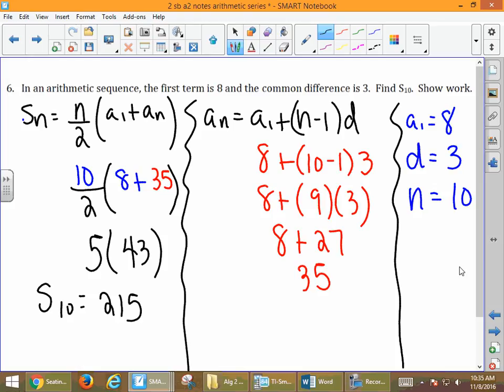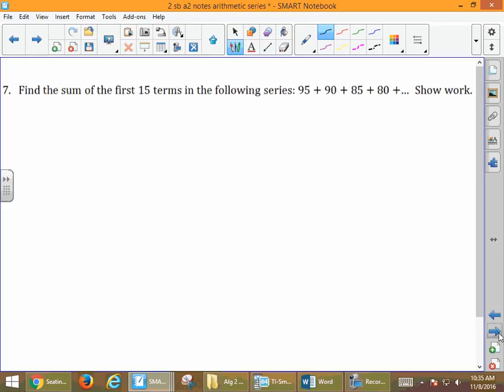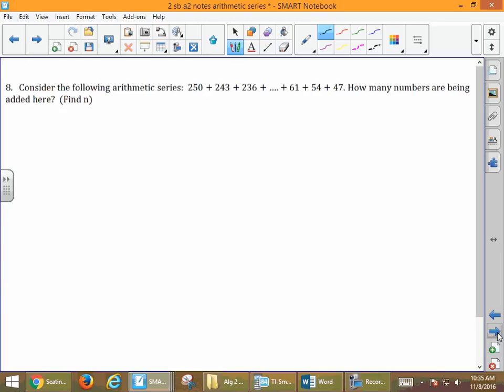But as we finish here, let's skip number 7 and look at problems 8 and 9. So it says consider the following arithmetic series. So we're given a series. Again, series means that we've got a list of terms that are added together. The question is, how many numbers are being added here? Do we need this formula?